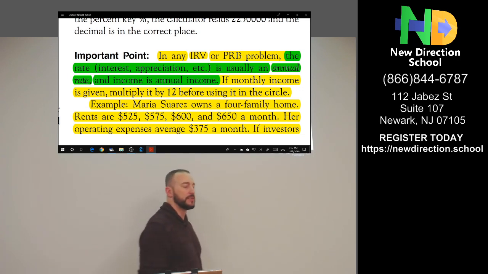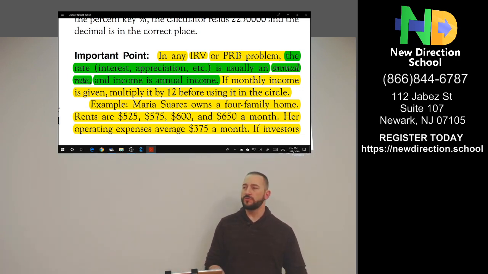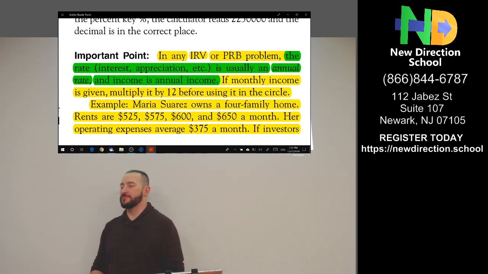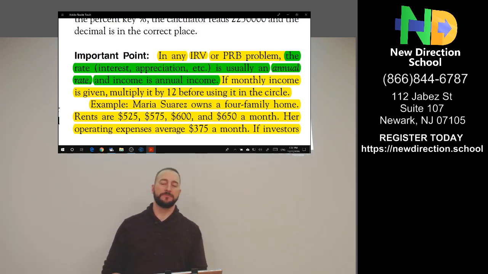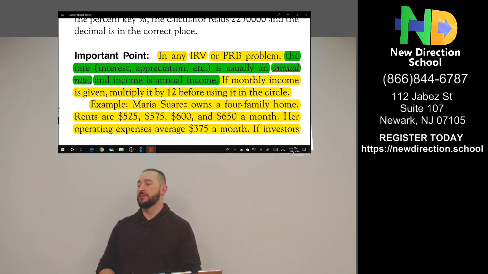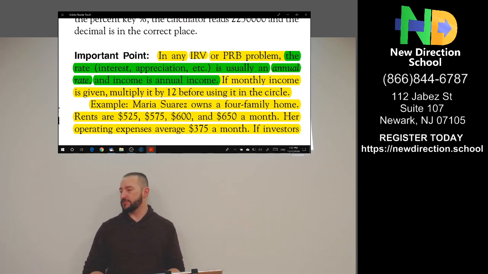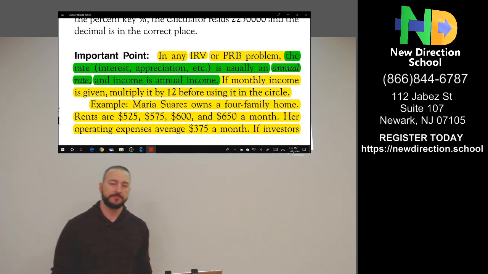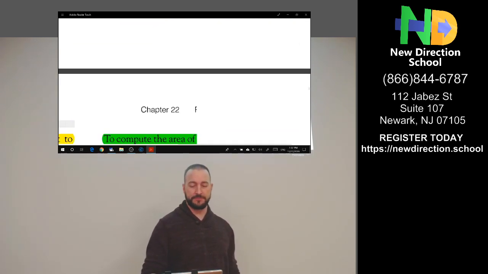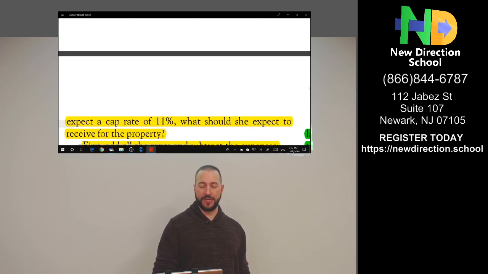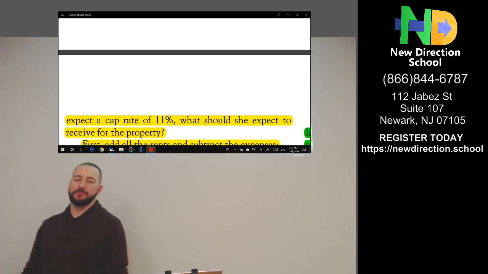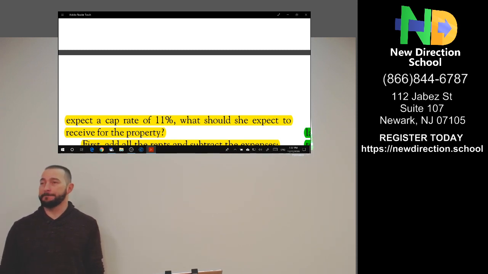Here's an example. Maria Suarez owns a 4-family home. Rents are $525, $575, $600, and $650 per month. Her operating expenses average $375 a month. If investors expect a cap rate of 11%, what should she expect to receive for the property?